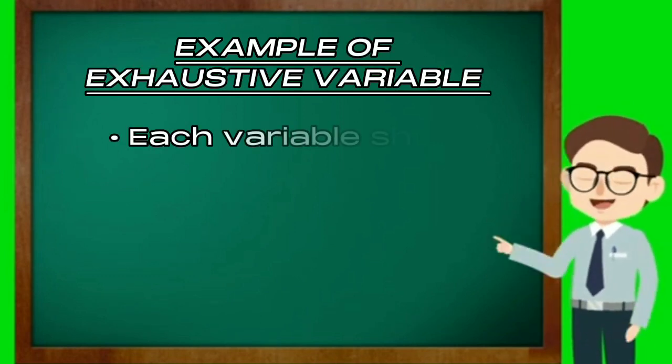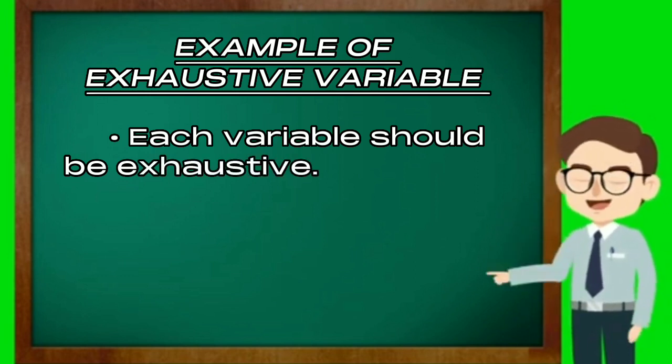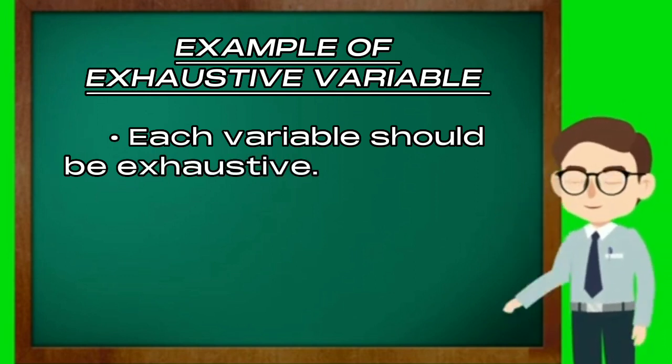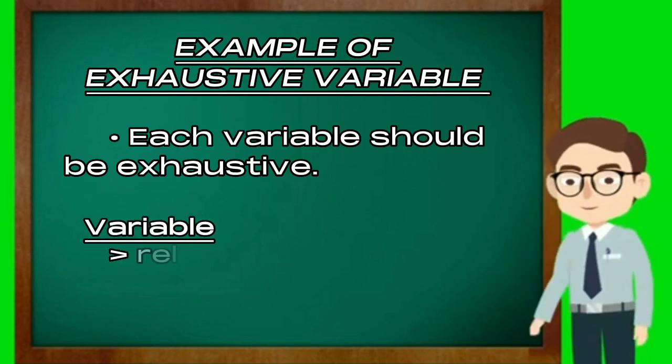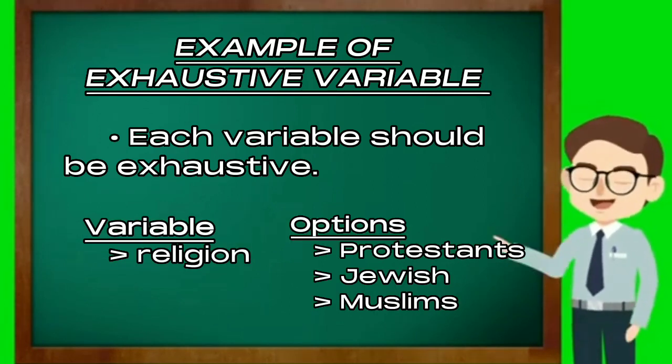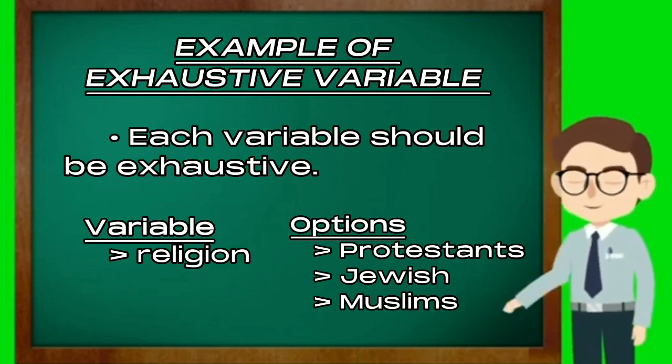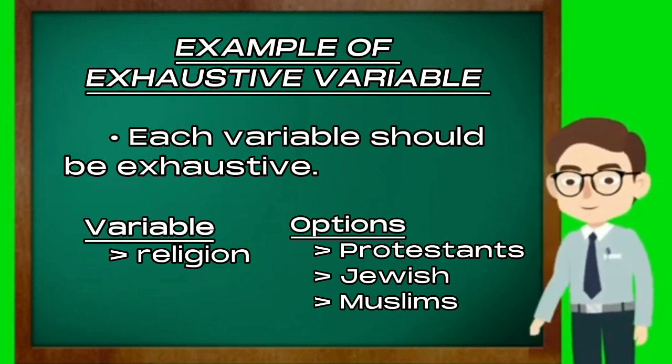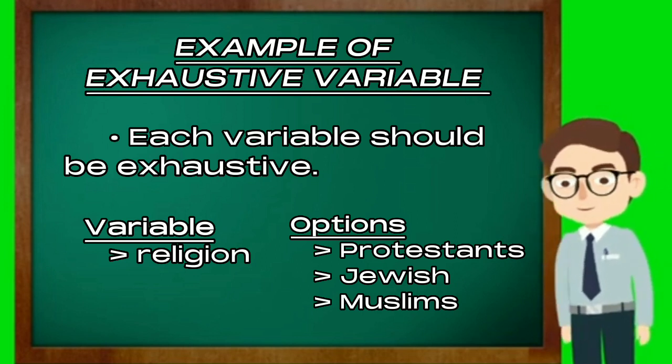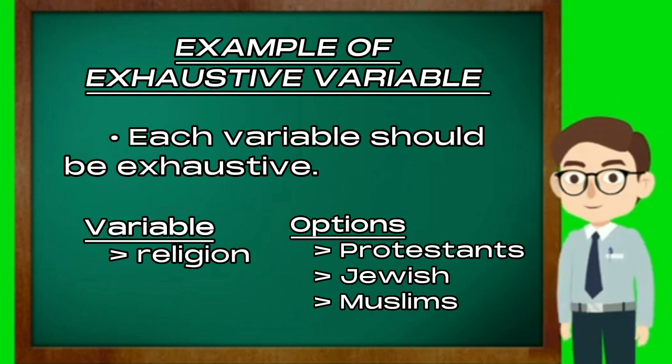Each variable should be exhaustive. It should include all possible answerable responses. For instance, if the variable is religion and the only options are Protestant, Jewish, and Muslim, there are quite a few religions I can think of that haven't been included. The list does not exhaust all possibilities. On the other hand, if you exhaust all the possibilities with some variables, religion being one of them, you would simply have too many responses.